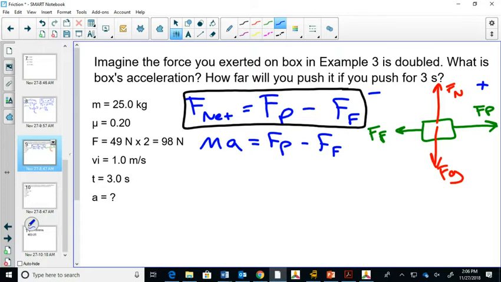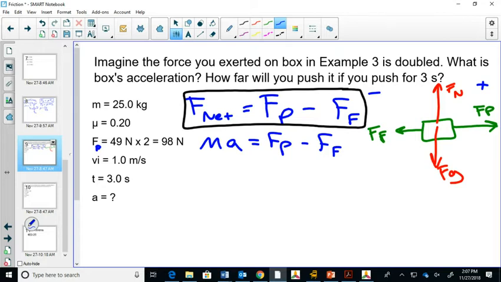This is my force push right here, right? That's my FP. That's what we discovered yesterday, right? Okay, so I got that. Do I know the mass? 25, okay, cool. Do I know the force of friction? I don't know it, but can I calculate it? Okay, how do I find force of friction?